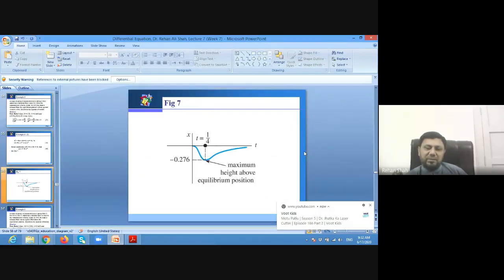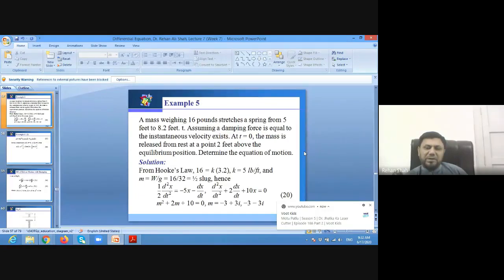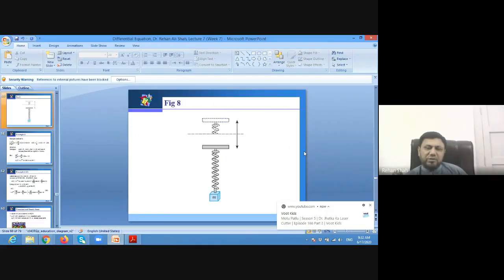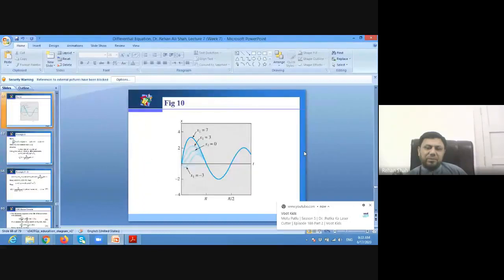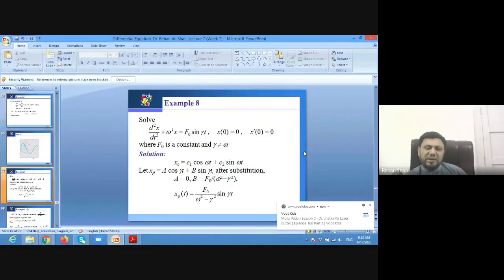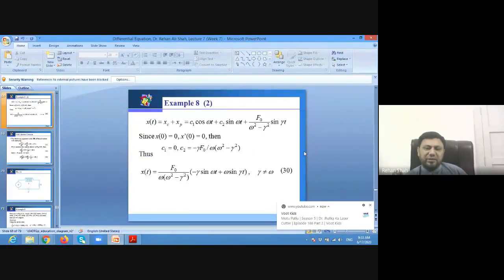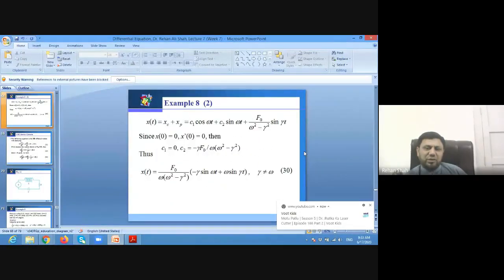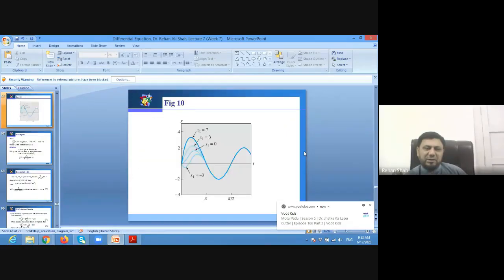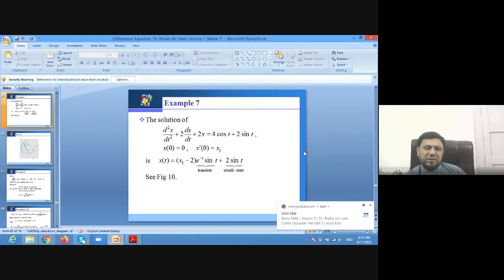So this is the same one. This is example 5 of the same. So this is example 6. Now leave this, this is example 6. Leave example 8, leave the RLC circuit, this is for electrical. So do examples up to page 65. Sorry, 60, this is... up to 65. Do up to 65.